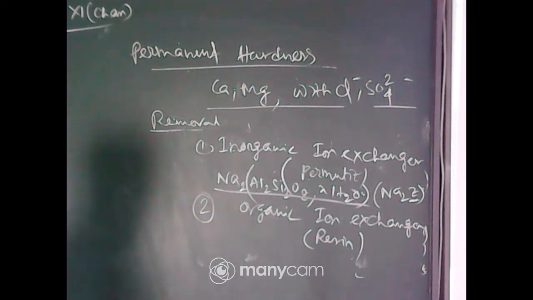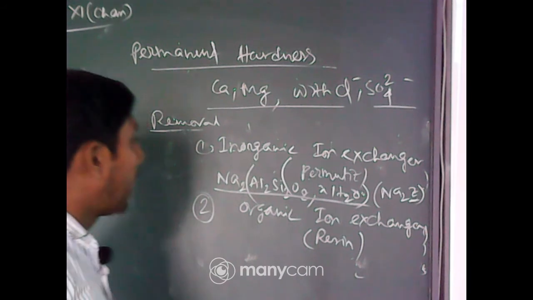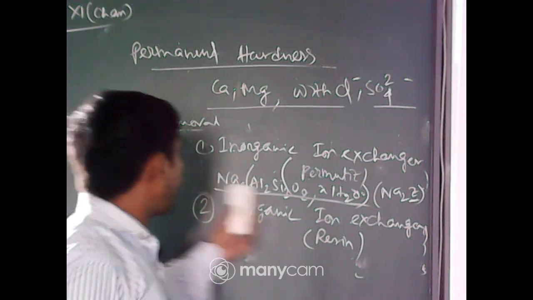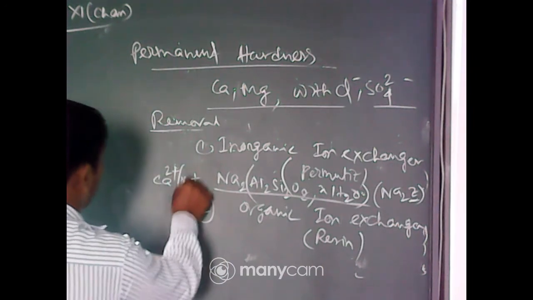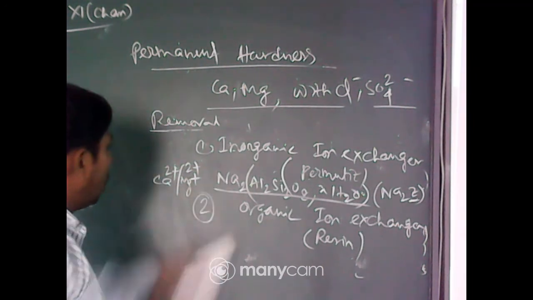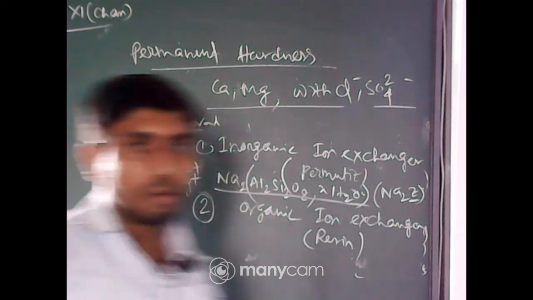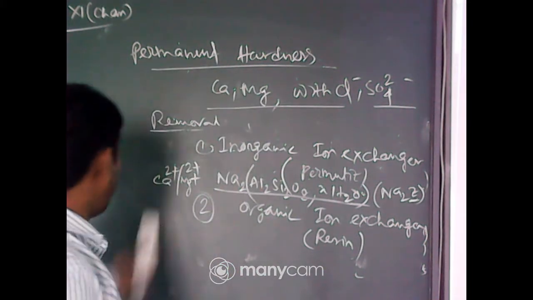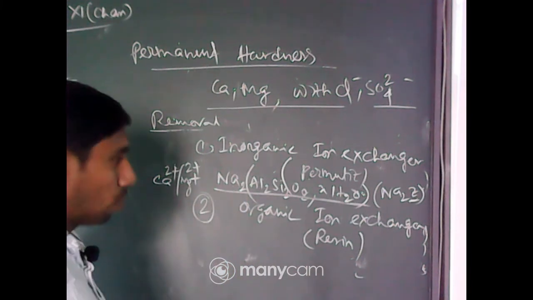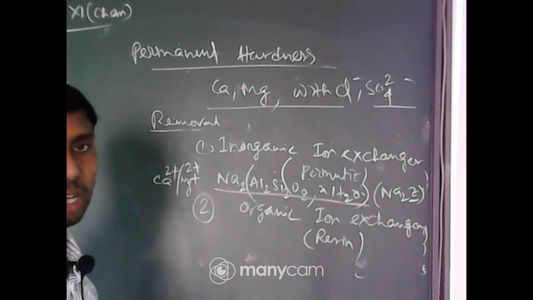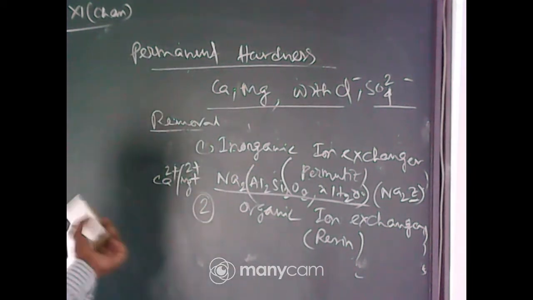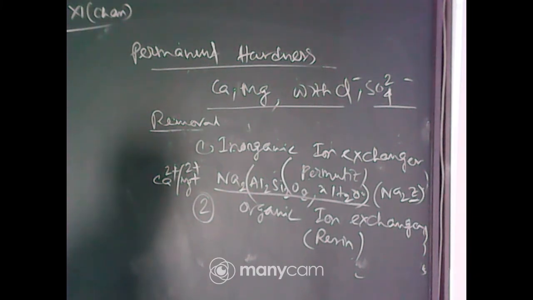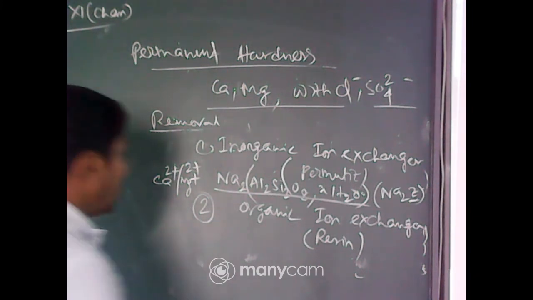Now, when the permutit process is applied, this compound reacts with calcium or magnesium, so calcium or magnesium is replaced by sodium. In this way, by exchanging the cations, we can remove the hardness. It is the removal by ion exchanger. Another one, the organic ion exchanger, is the synthetic resin method.